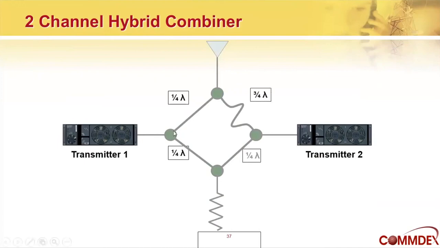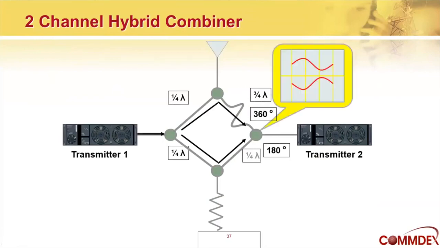So we got 3 of them are quarter wavelength and 1 of them is 3/4 wave. So if a signal goes out from transmitter 1, it splits. One side goes through a total of a half wavelength of transmission line before it sees transmitter 2, which looks like a high impedance, so it doesn't like to go that way.